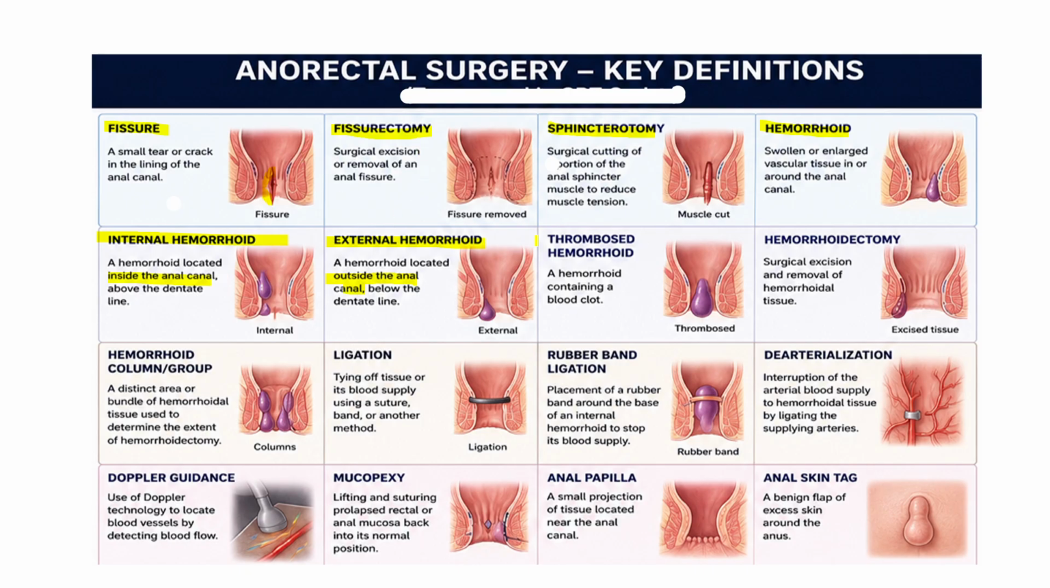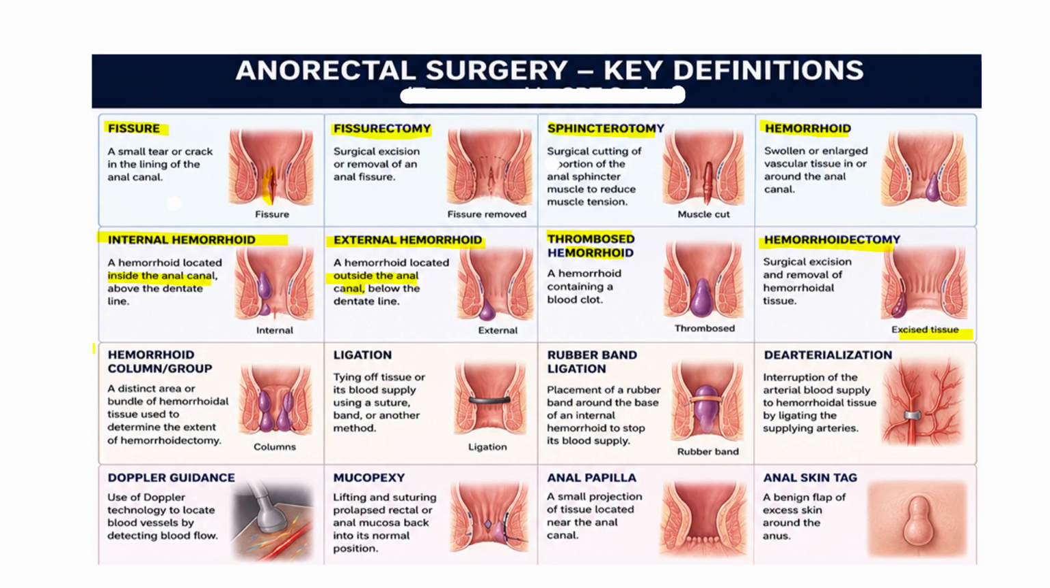Next we have the thrombosed hemorrhoid. When the hemorrhoid contains a blood clot, we call it a thrombosed hemorrhoid. So the blood clot is present in the hemorrhoid. Next we have hemorrhoidectomy. Ectomy is removal of the hemorrhoid. When the physician performs the removal of the hemorrhoid, we call it hemorrhoidectomy. Here the hemorrhoidal tissue is excised. That is the hemorrhoidectomy.